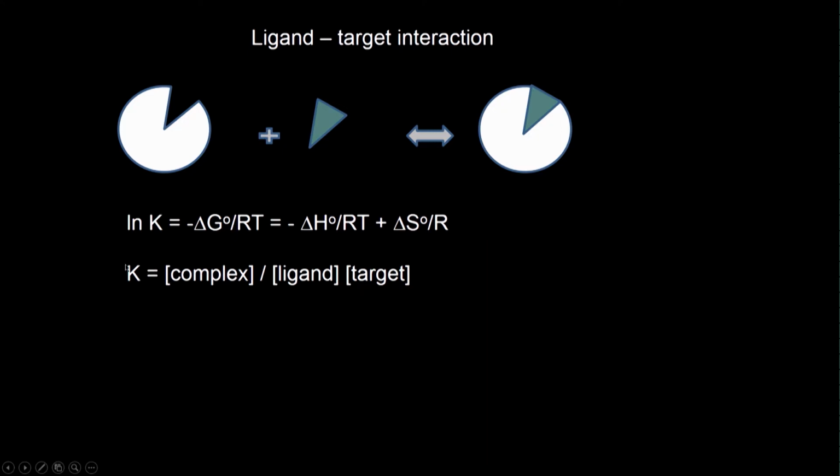Now, this K, the equilibrium constant, is the concentration of the complex divided by the concentrations of ligand and target. This you must have studied a long time back in thermodynamics. So this is very standard. From delta G we should be able to calculate K from this equation.